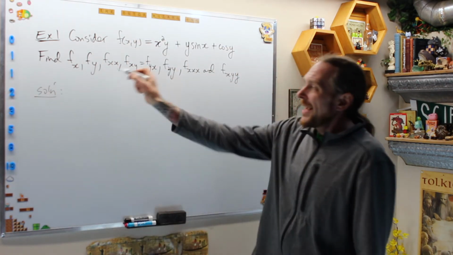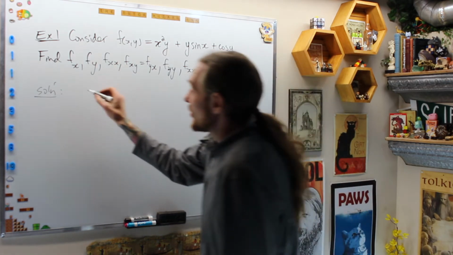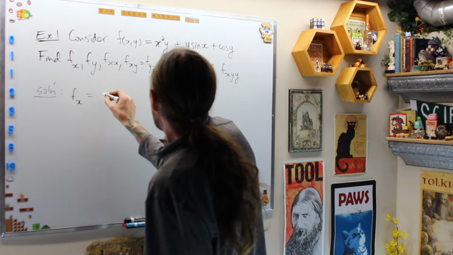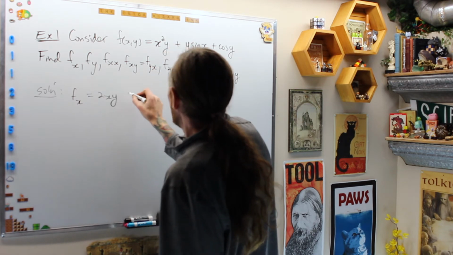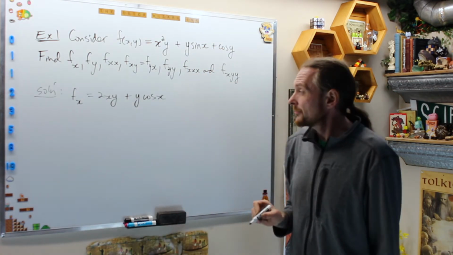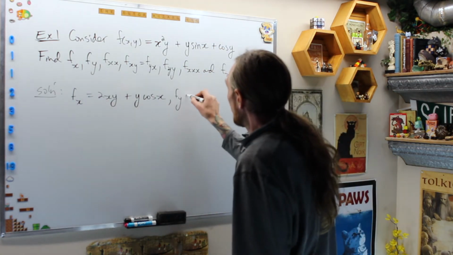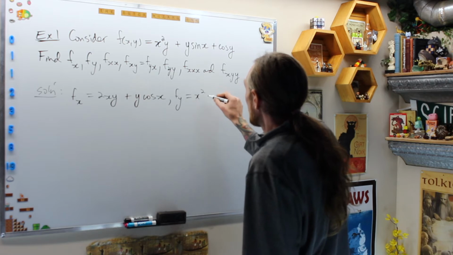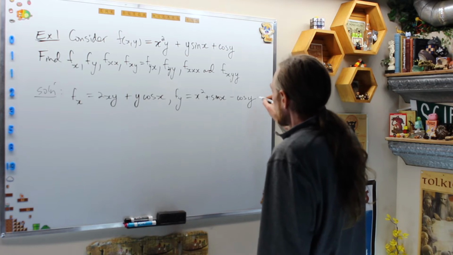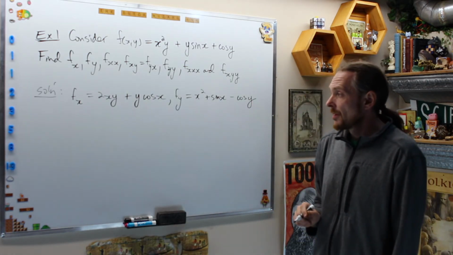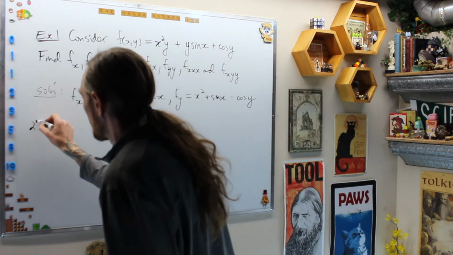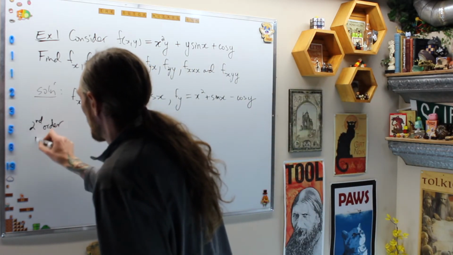First of all, we need fx and fy. fx is going to equal 2xy plus y cos x, and fy is going to equal x squared plus sine x minus cos y. Now to find the second order partials.